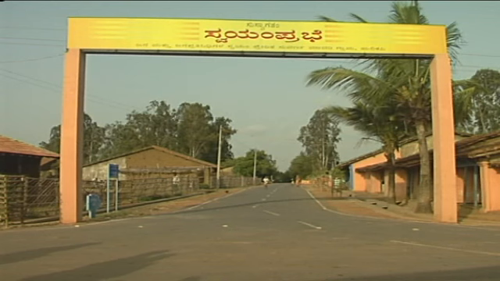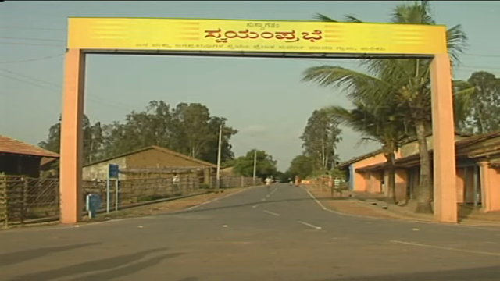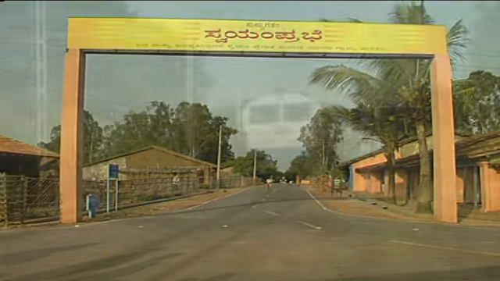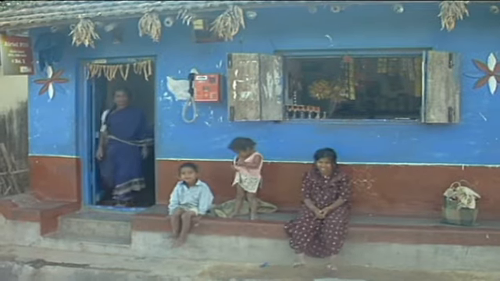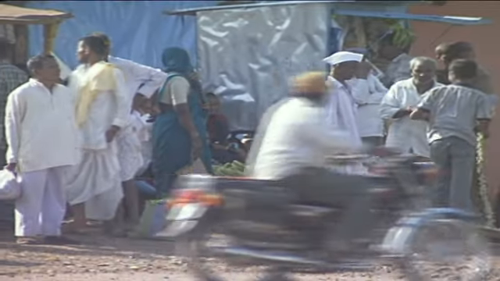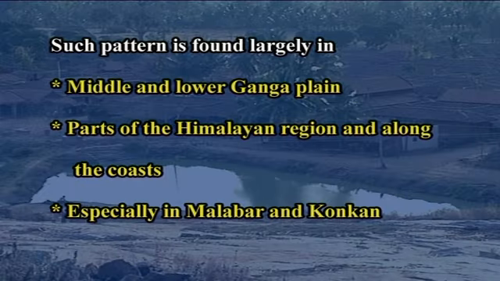Linear pattern is quite common along roads, railway lines and waterfronts, etc. The main street of the village runs parallel to the road, railway line or waterfront, and most of the village shops are located on this street. Such pattern is found largely in the middle and lower Ganga plain, parts of the Himalayan region and along the coasts, especially in Malabar and Konkan.